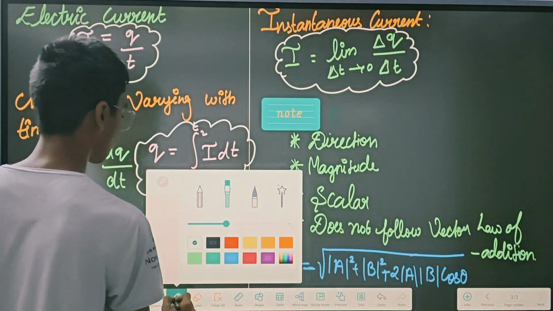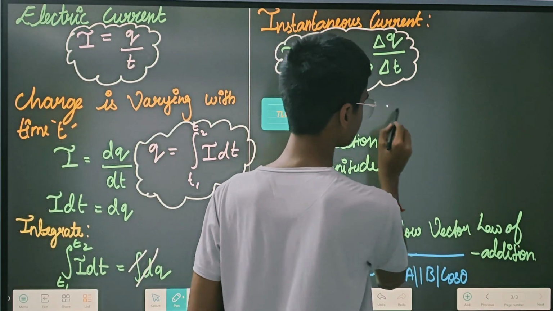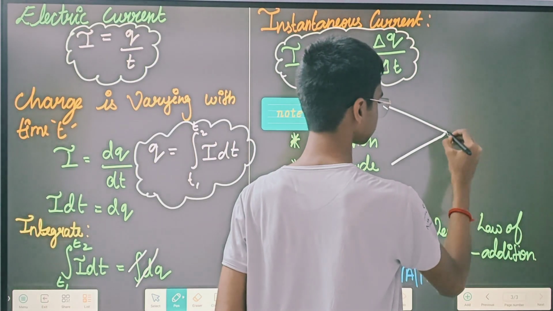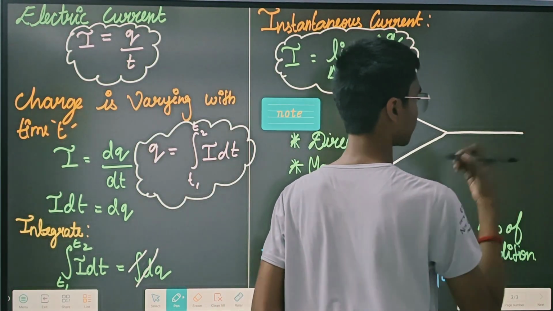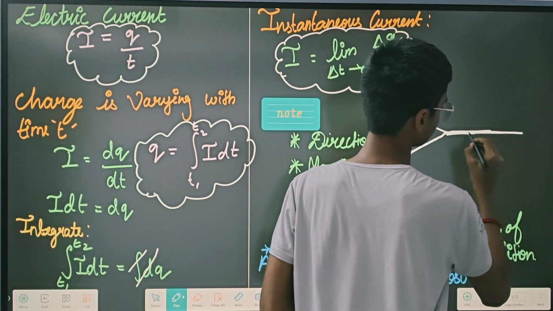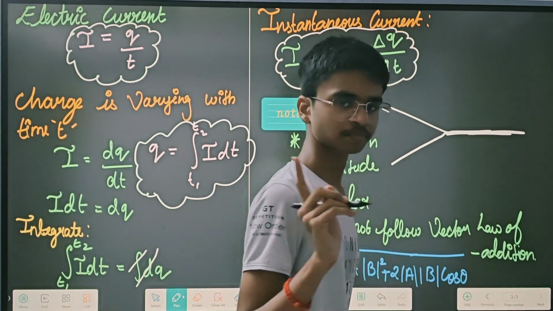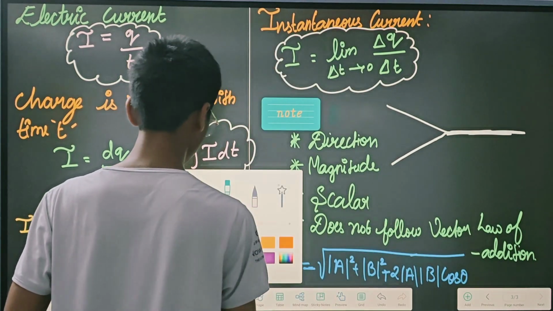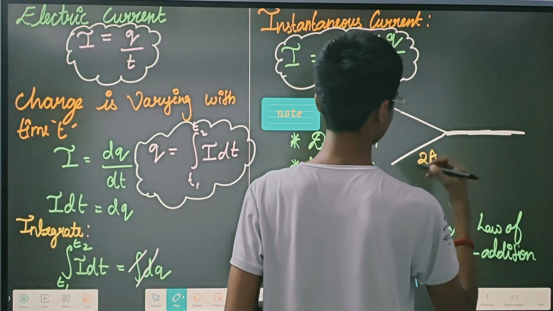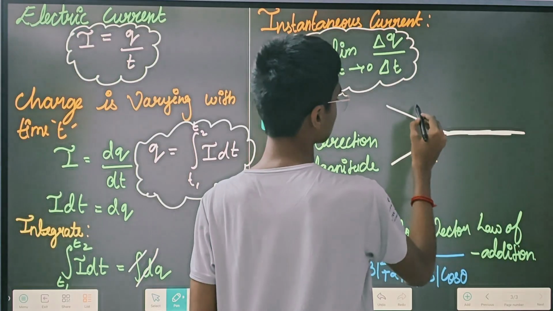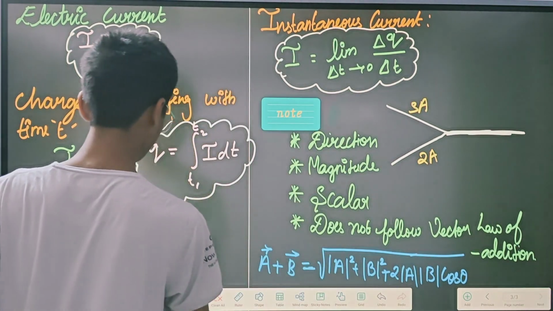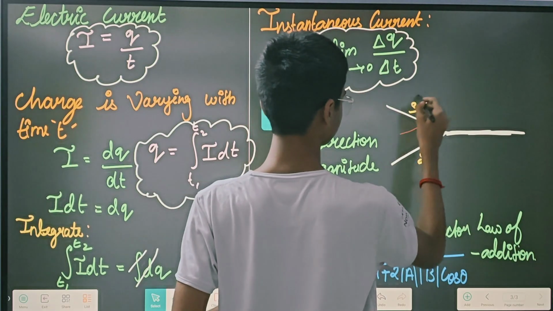Now, here is a wire, and here is a wire, and these two are joined to make a single big wire. This wire is having a current of about 2 amperes, and then this wire is also having a current of about 3 amperes. For easy calculation purposes, I will just redraw this diagram.